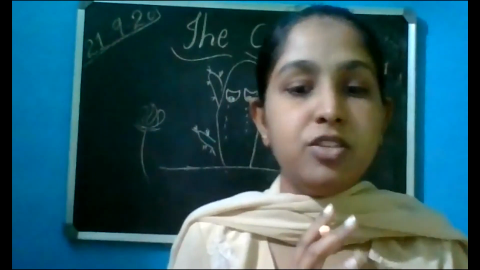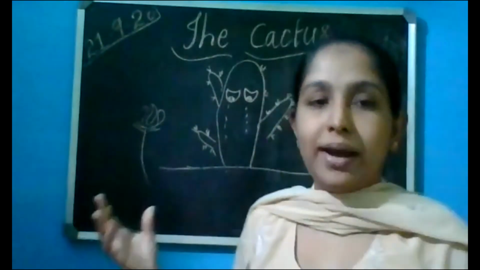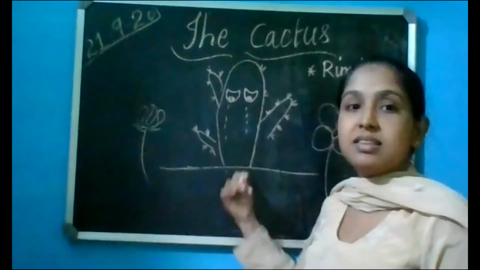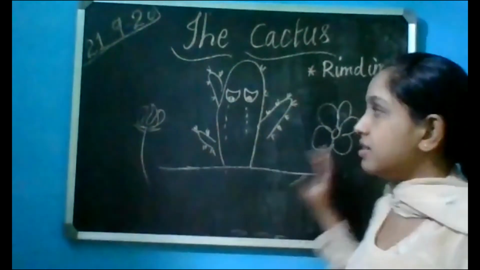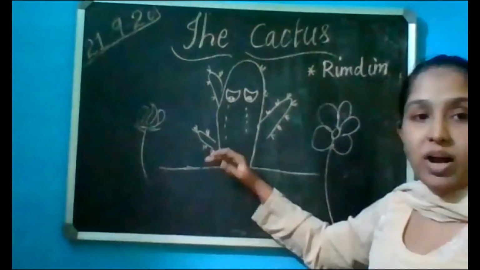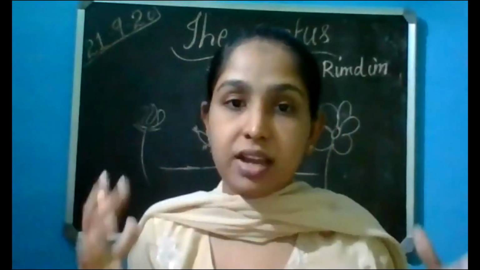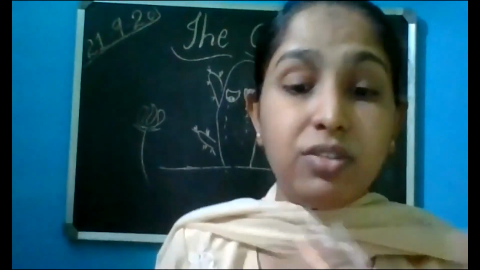They were quite rude, and they kept cribbing about how the ugly cactus was spoiling the beauty of their part. They kept complaining, "Why is the ugly cactus in the center of the garden when we are so beautiful? Why have the ugly cactus in the center of the garden?" So they kept cribbing.